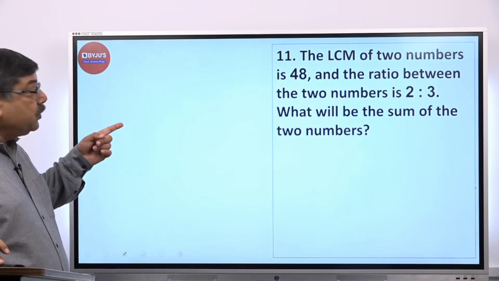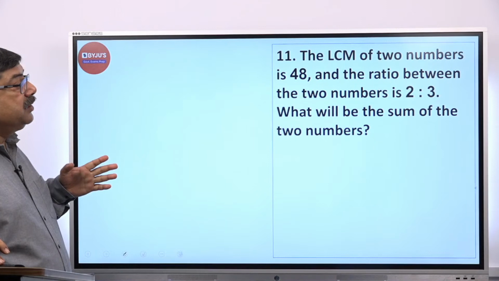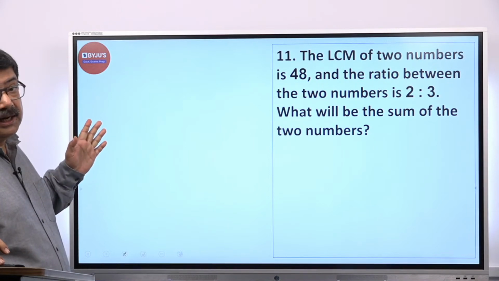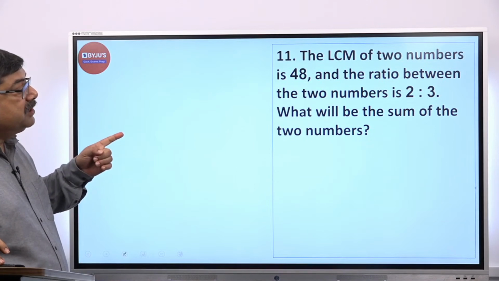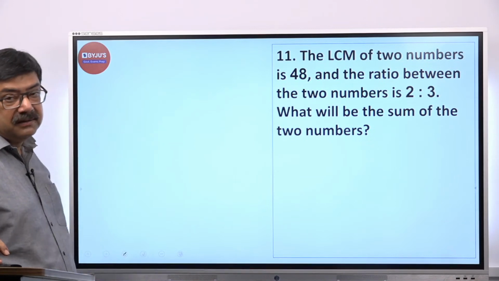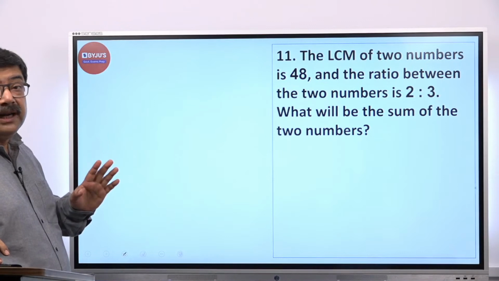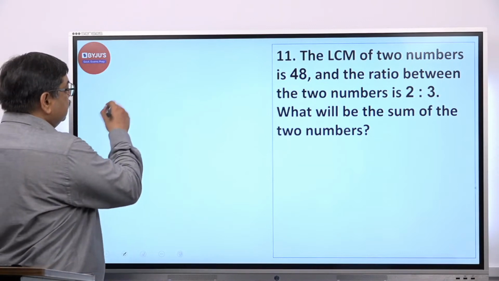Now again, the LCM of two numbers is 48 and the ratio between the two numbers is 2:3. What will be the sum of the two numbers? The ratio between the two numbers is 2:3. HCF is not given here. So now you remember the formula.